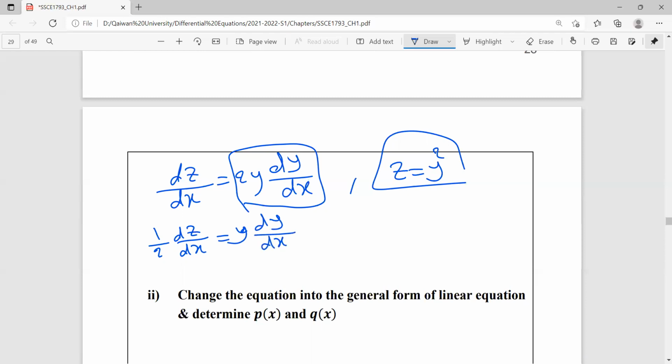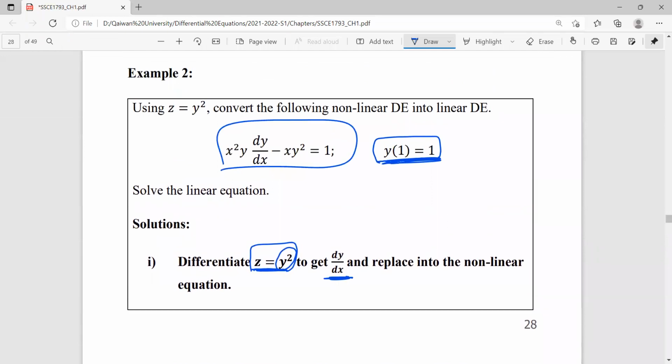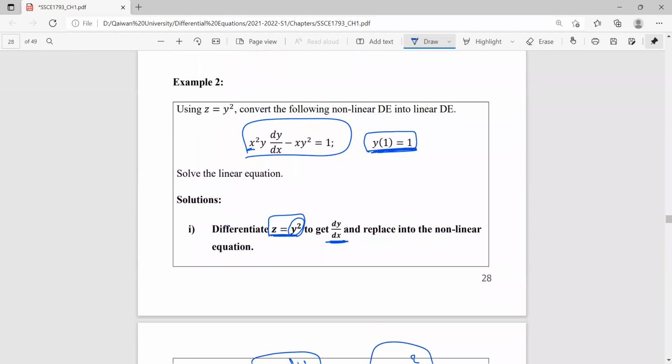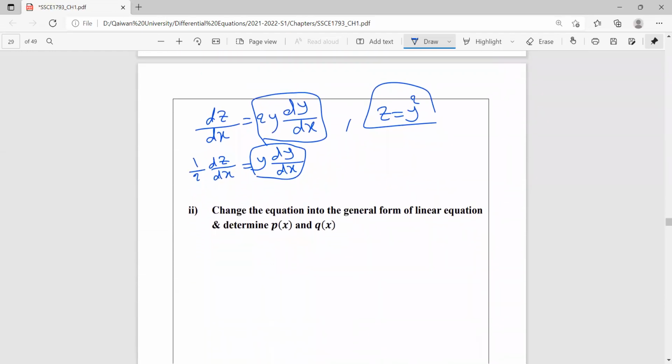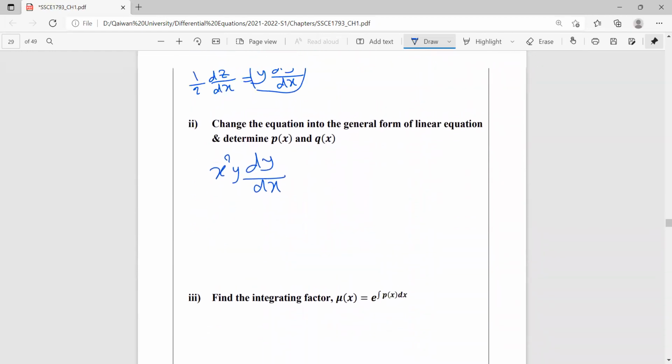Okay? Now we replace y dy by dx by a half of dz by dx, and also we replace y squared by z, into this function. Let's check what we get. Let's first write down the given differential equation. We have x squared y dy by dx minus x y squared equals 1.